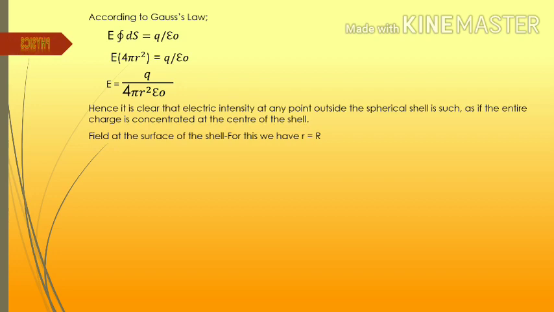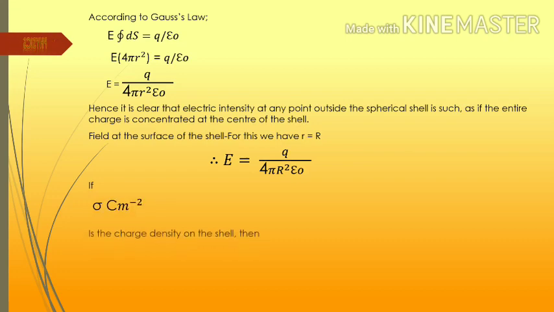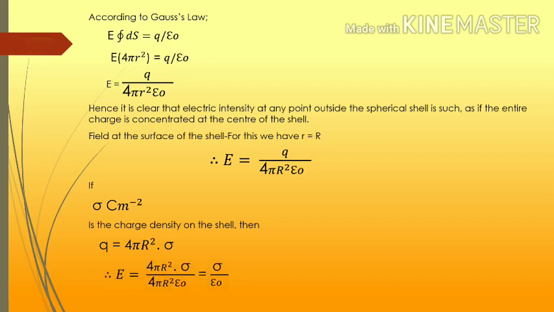Field at the surface of the shell, for this we have r equal to R. Therefore, E equals q divided by 4 pi R squared epsilon naught. If sigma coulomb per meter squared is the charge density on the shell, then q equals 4 pi R squared into sigma. Therefore, substituting this, E equals 4 pi R squared sigma divided by 4 pi R squared epsilon naught. The 4 pi R squared cancels, giving E equal to sigma divided by epsilon naught.